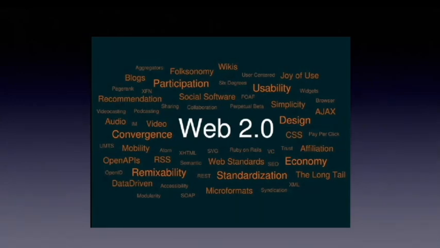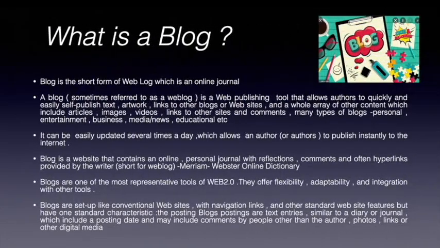Now, as we streamline our topic, we need to understand what a blog actually is. A blog is a short form of weblog, which is an online journal. A blog is a web publishing tool that allows authors to quickly and easily self-publish text, artwork, and links to other blogs or websites, and a whole array of other content, which includes articles, images, videos, links to other sites, and comments.